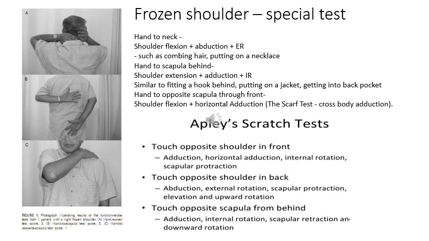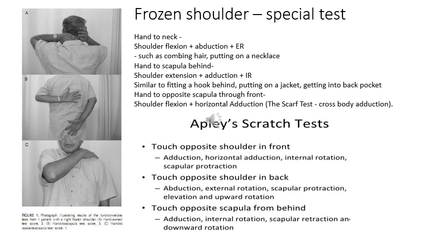Then Apley's scratch test. Again, these are similar, just a different name is being given. That is, you have to touch the opposite shoulder in the front, and the movements in the shoulder joint are adduction, horizontal adduction, internal rotation, and scapular protraction.